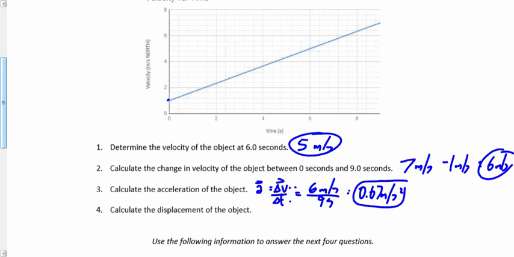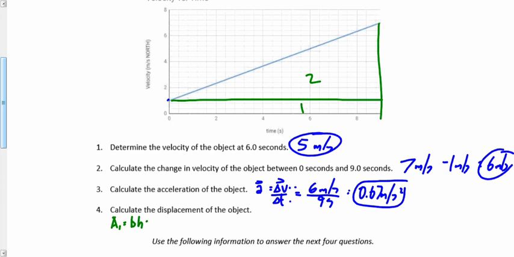this one is a little bit icky because there's 2 shapes here. You got a rectangle and you got a triangle. We've got to find the area of the first one, which is a rectangle, base times height. The base goes from 0 to 9 seconds, so the base would be 9 seconds. And the height goes from 0 to 1. So the height would be 1. That gives me an area of 9 meters. There's the first one, the area of the first one.